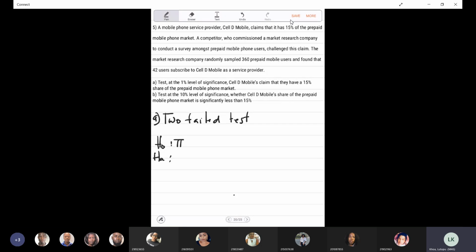So we say pi is equal to 0.15, that is 15%. And the alternative is just the opposite. Pi is not equal to 0.15. Okay, so with a two-tailed test, the equal to goes with the null hypothesis, then the alternative just has the not equal to. So this is step number 1.